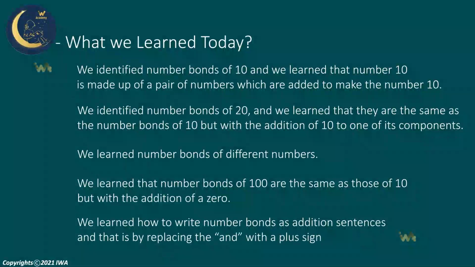Finally, we learned how to write number bonds as addition sentences, and that is by replacing the "and" with a plus sign.